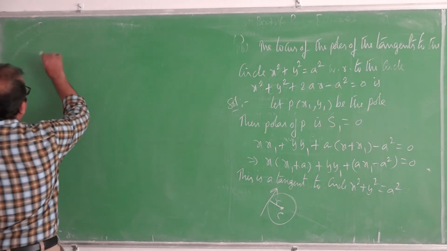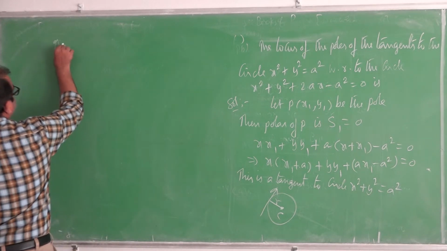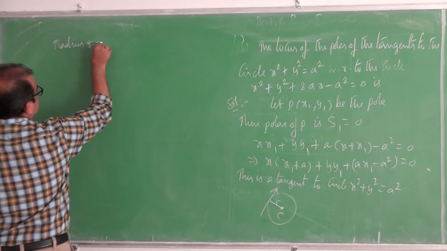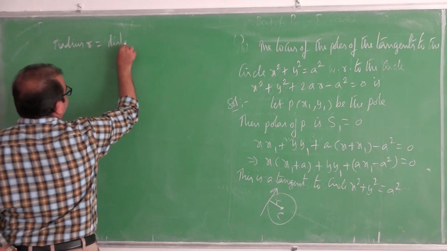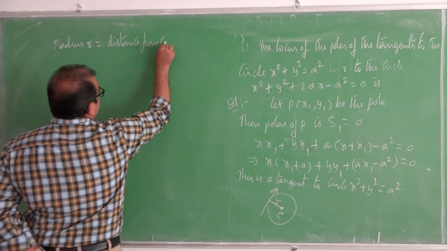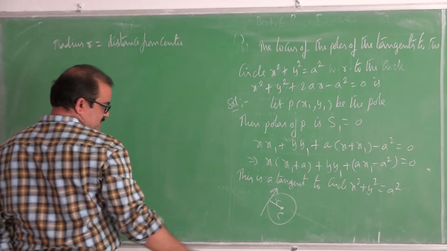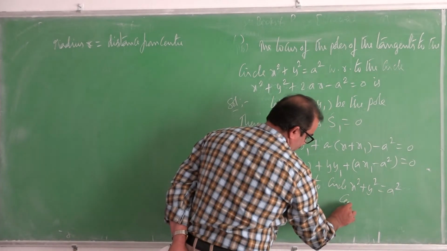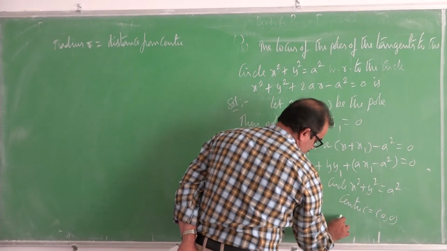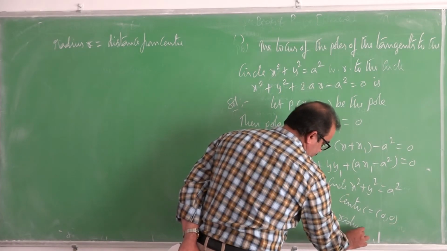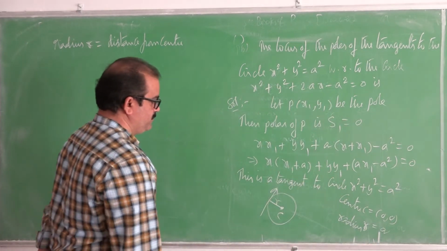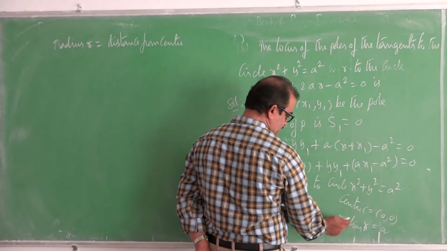Okay, radius r is equal to distance from center. What is the center of this circle? Here to this circle center C is equal to (0, 0). Radius r is equal to a. It is a circle with center (0, 0) and radius a.